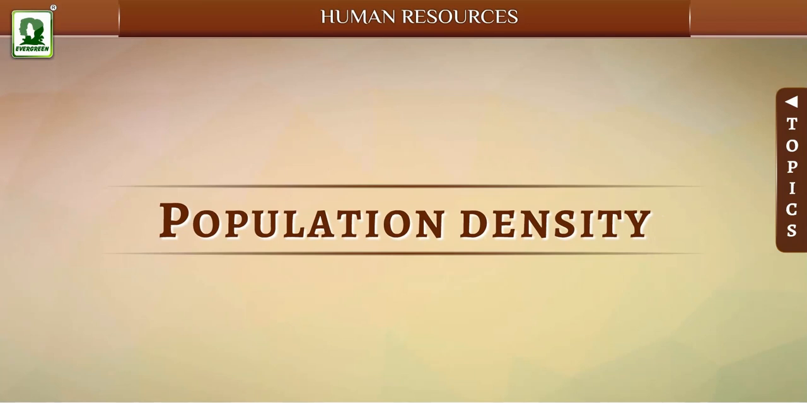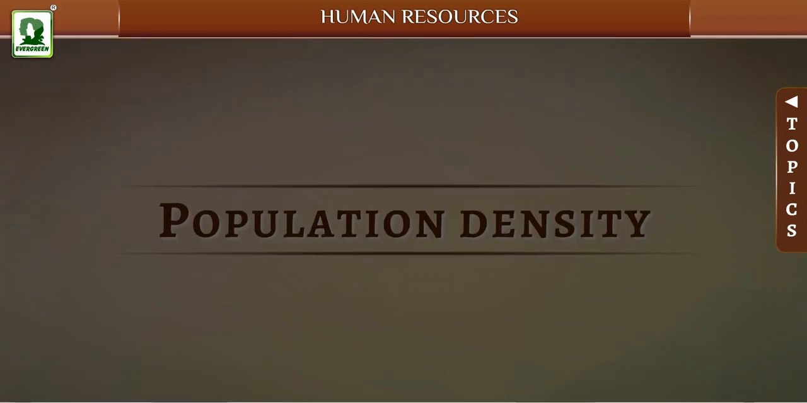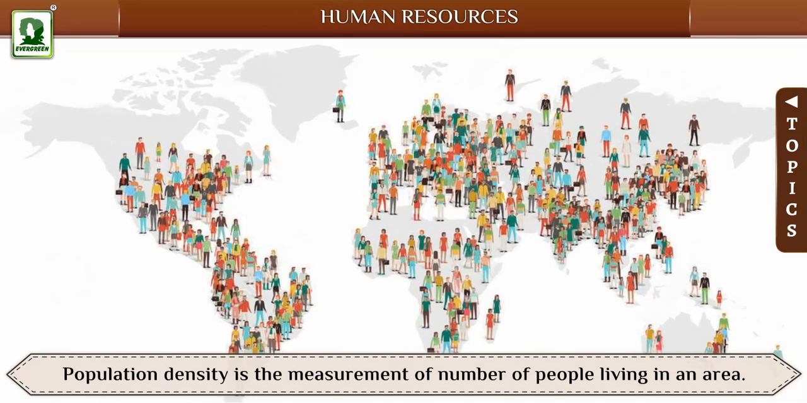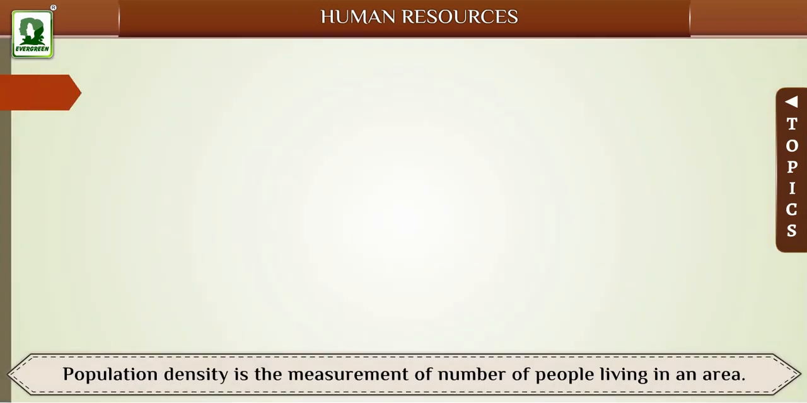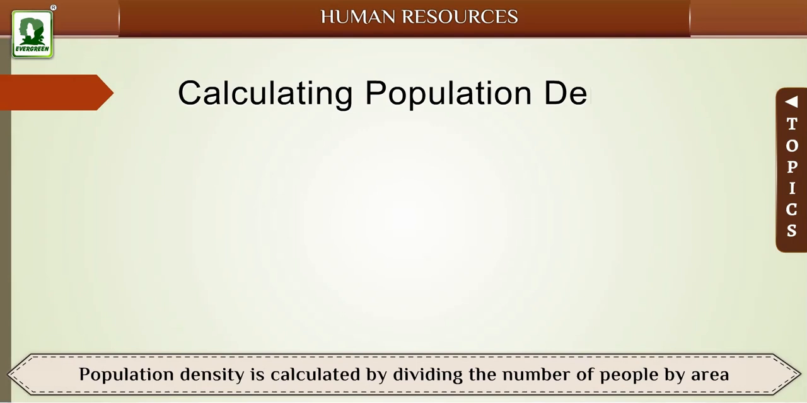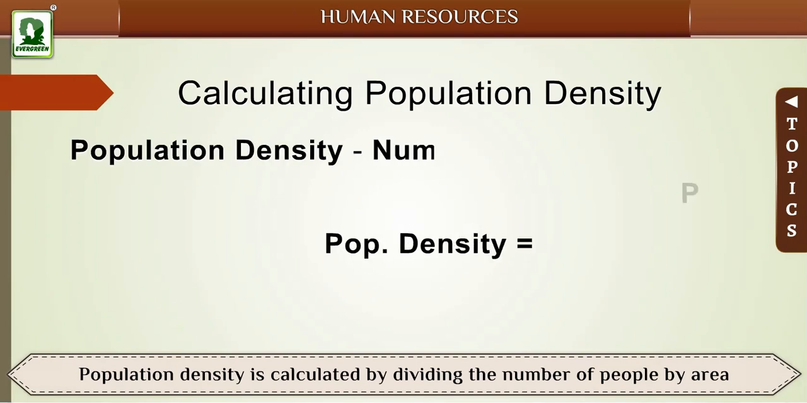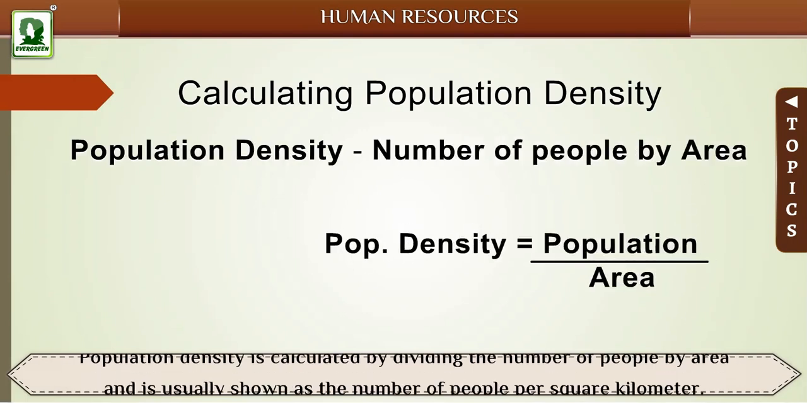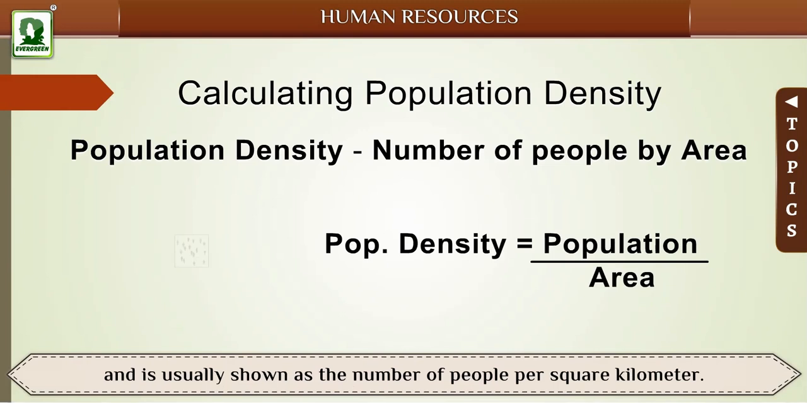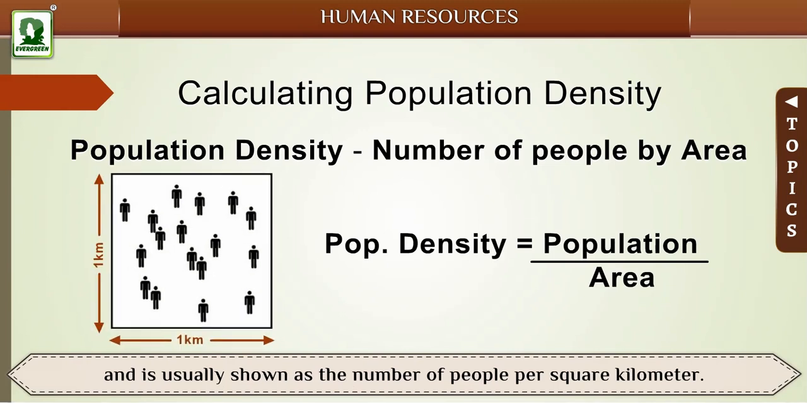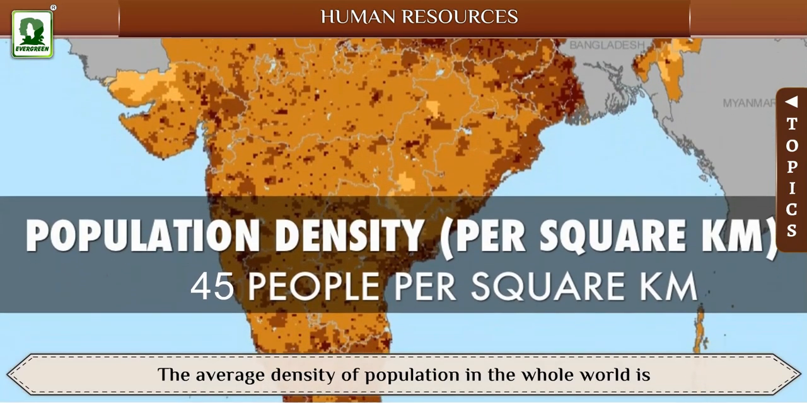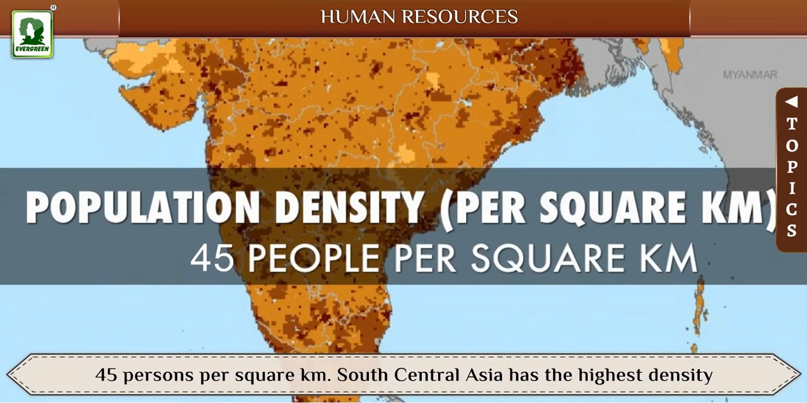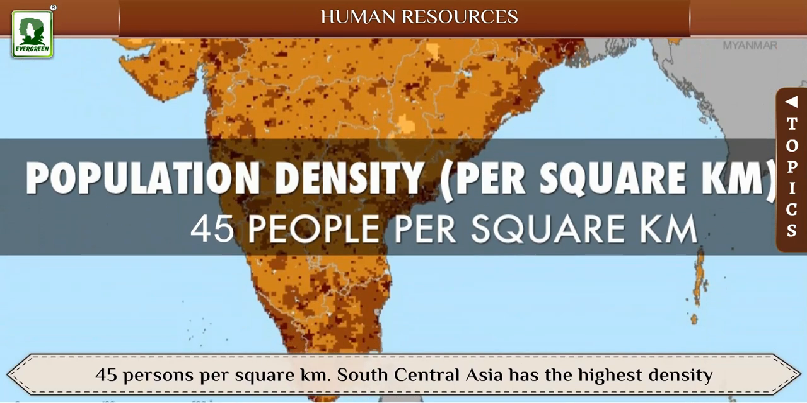Population density. Population density is the measurement of the number of people living in an area. Population density is calculated by dividing the number of people by area and is usually shown as the number of people per square kilometer. The average density of population in the whole world is 45 persons per square kilometer.